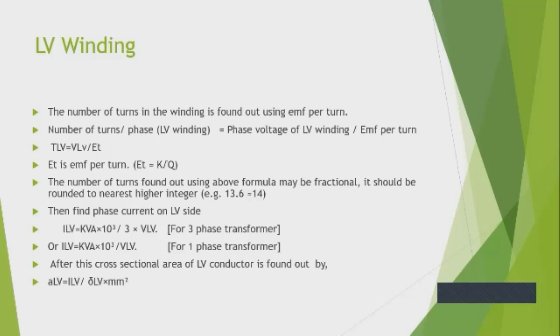TLV is equal to VLV by ET. ET is EMF per turn. You know the relation of ET. ET is equal to K under root of Q. The number of turns found out using the above formula may be fractional and it should be rounded to the nearest higher integer. For example, 13.6 is equal to 14.